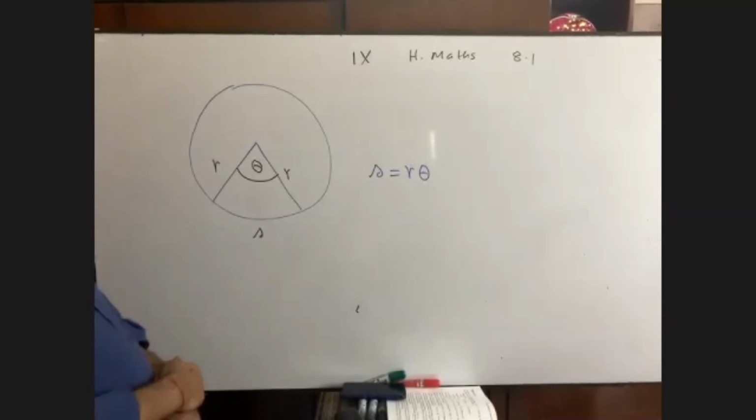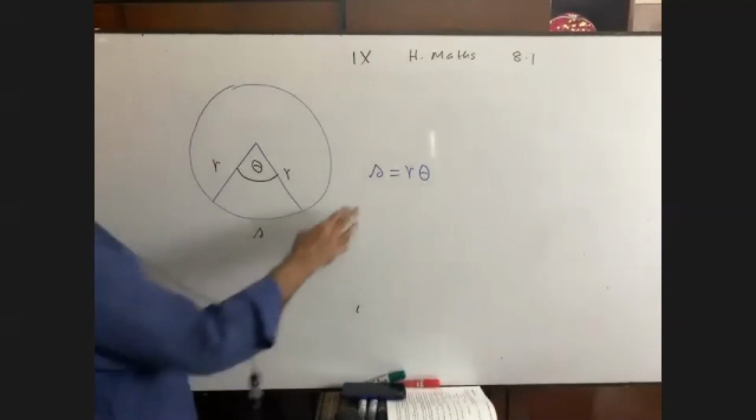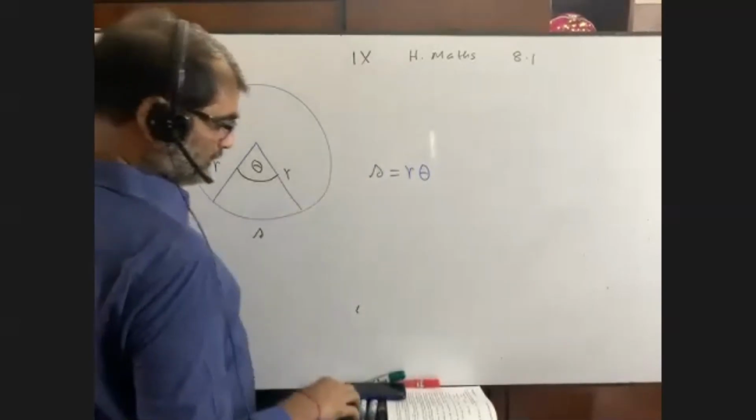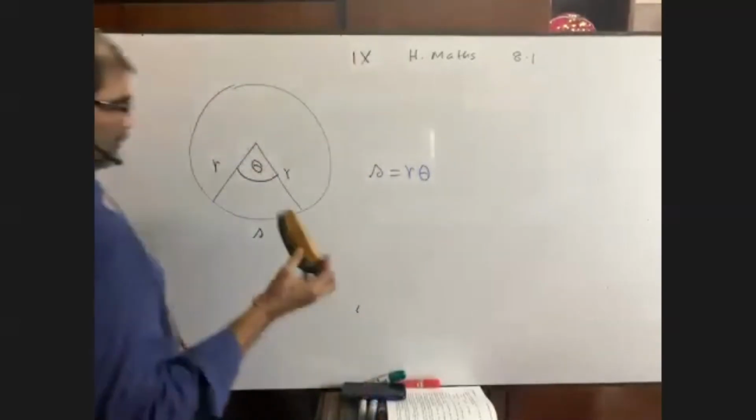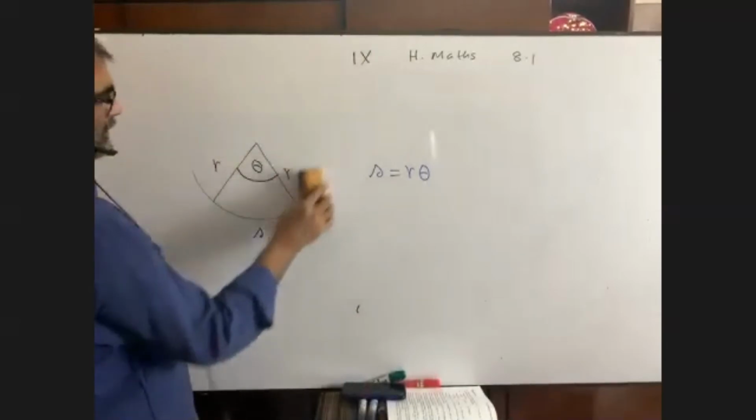A equals r theta. This is the formula, but I will prove it, not today, because at the end you will not come to understand the proof. This is the formula: A equals r theta. Now I am going to do a math on this, and let me know.